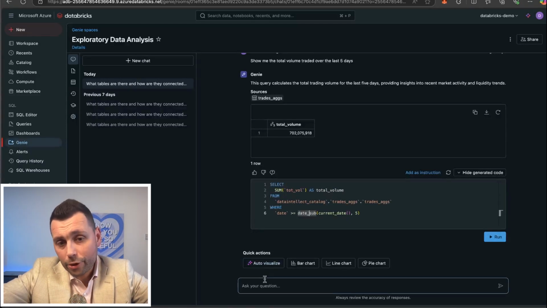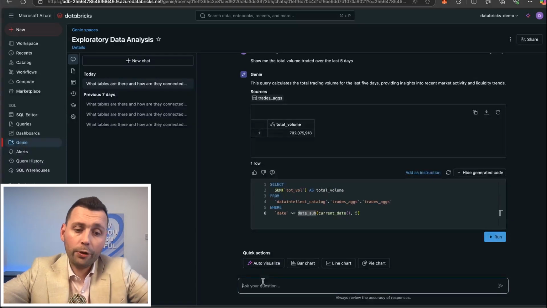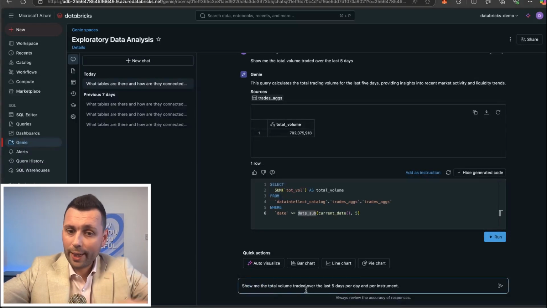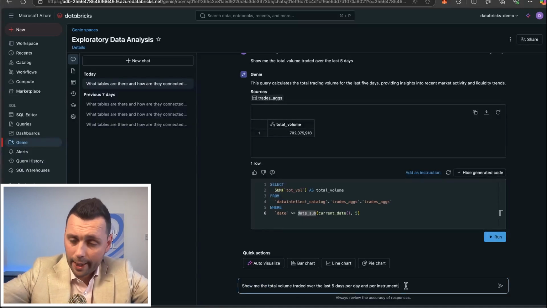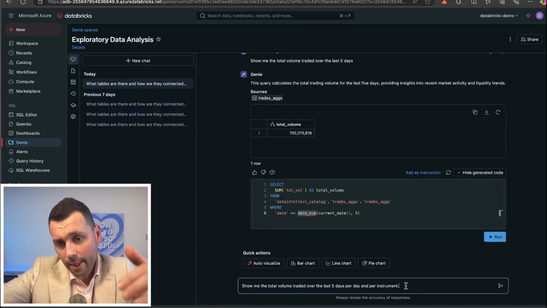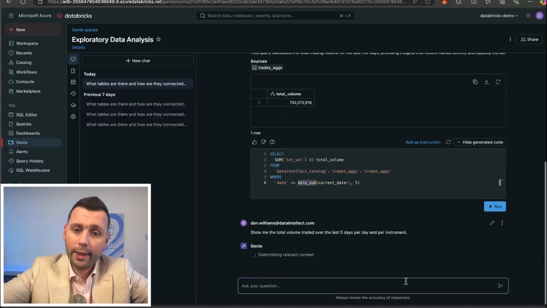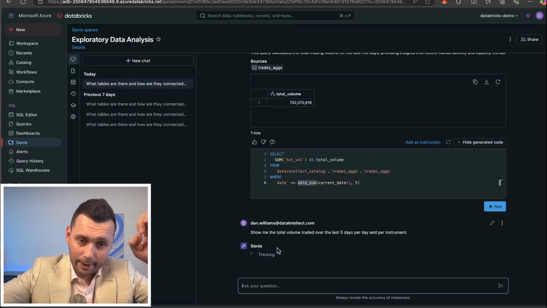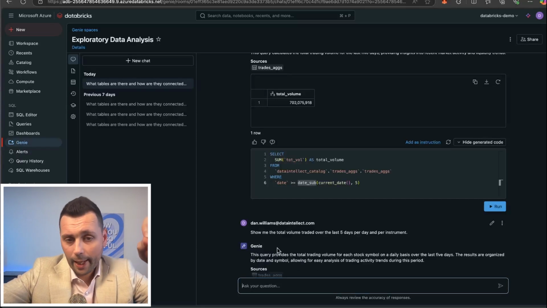Now let's build on this question by grouping on date and symbol. Let's see, for example: show me the total volume traded over the last 5 days per day and per instrument. So we actually build on top of this query. Let's see if Genie can answer this question. It's determining the relevant context, it's thinking. So now we should see the data being grouped by day and by symbol.